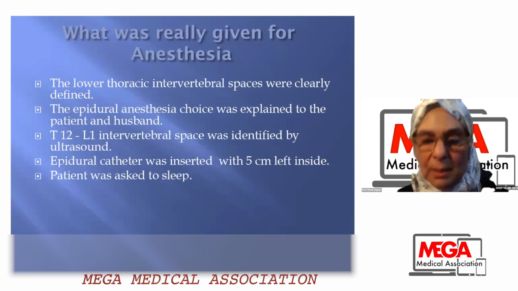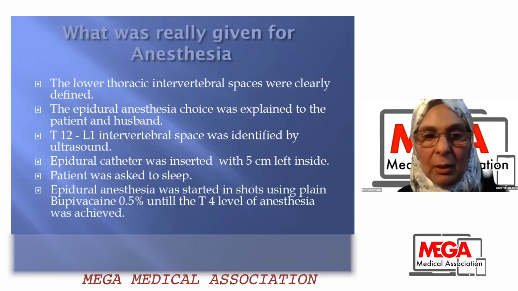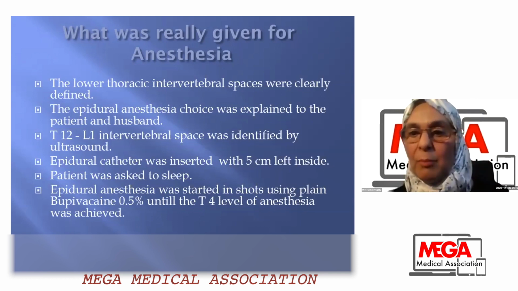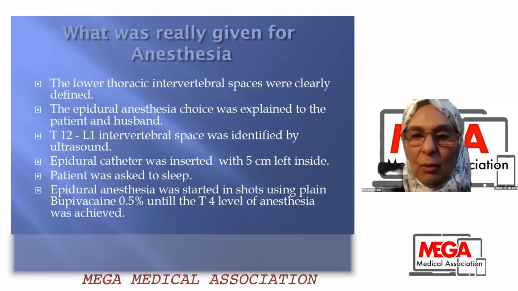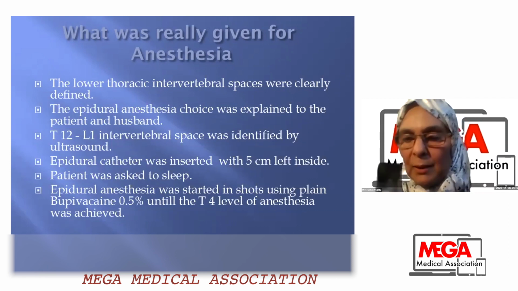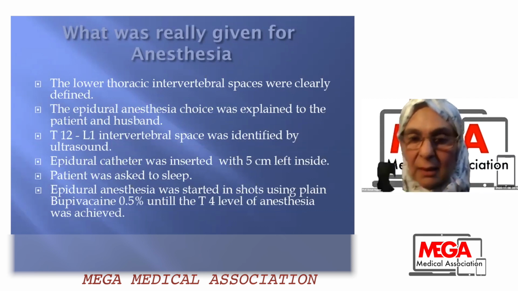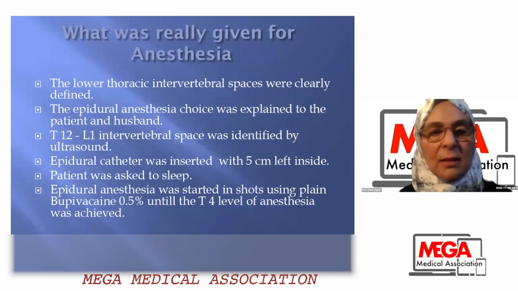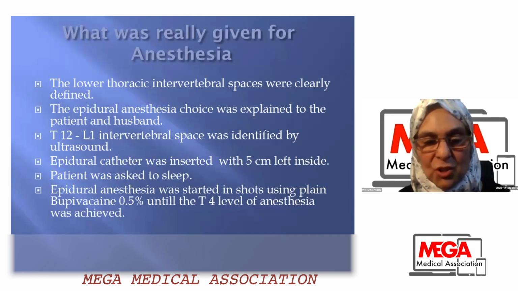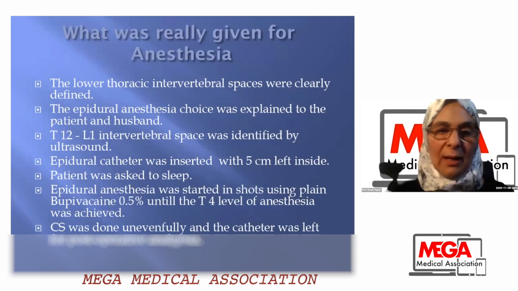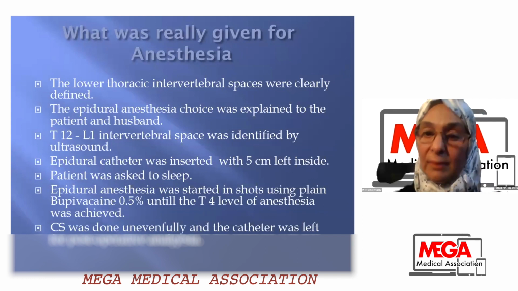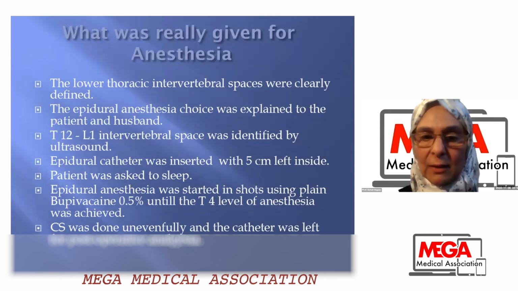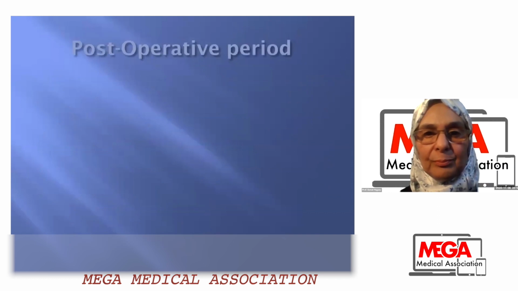The patient was asked to lie on the OR table, and then epidural anesthesia was initiated by shots using plain bupivacaine 0.5%, accompanied with fentanyl 25 mic. Incremental shots were given until we achieved an anesthesia level of T4, and then we asked the obstetrician to start the cesarean section. Alhamdulillah, thank God, the cesarean section was done uneventfully, and the catheter was left for post-operative analgesia for the patient.